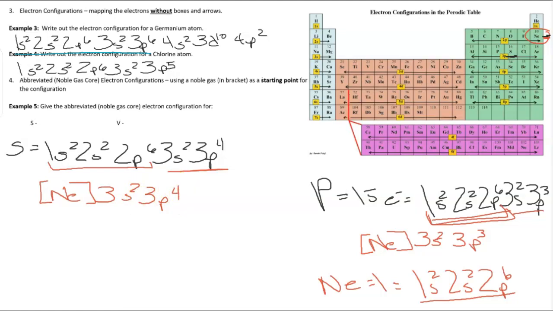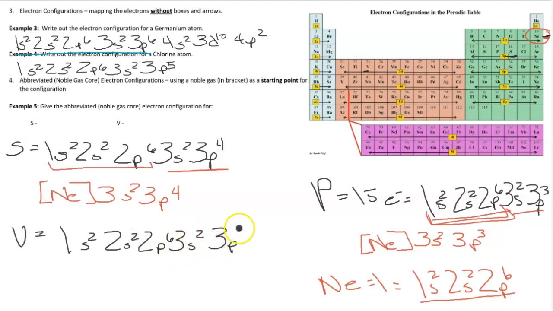Vanadium is going to work in a similar way. So I'm going to look at vanadium. If I write the full configuration, he's right here, number 23. 1s2, 2s2, 2p6, 3s2, 3p6, 4s2, and then I have to remember that the D's are one level off, so this is 3d, and I count over 1, 2, 3 boxes.